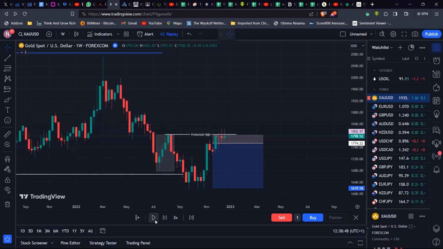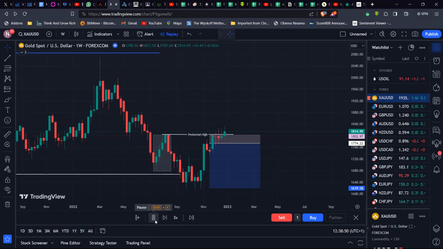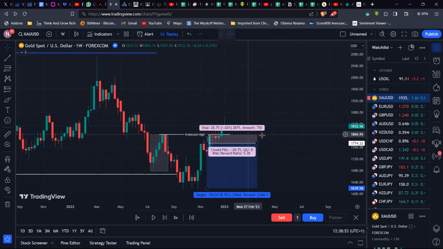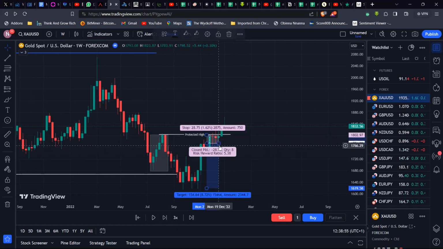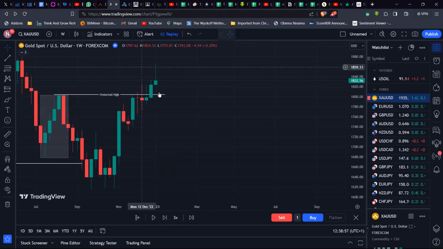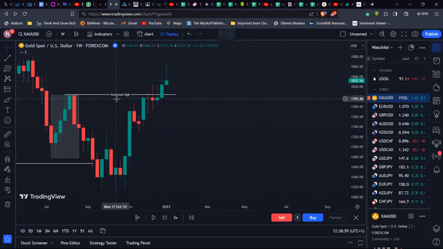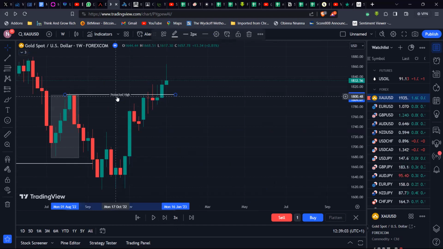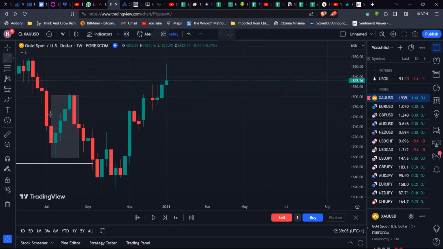Okay, so let me just play price. So there, the moment we had this break here, right? I'm just going to delete this one, right? At this point where we had the candle close above this high, what this means is this protected high failed to hold. If anything, it means this would now be the protected low.